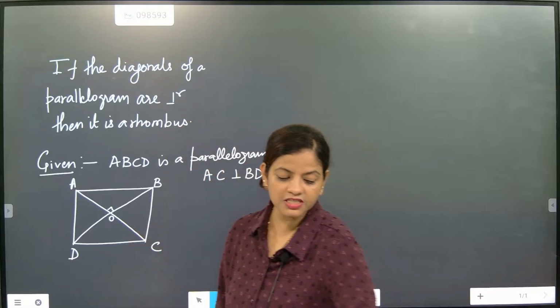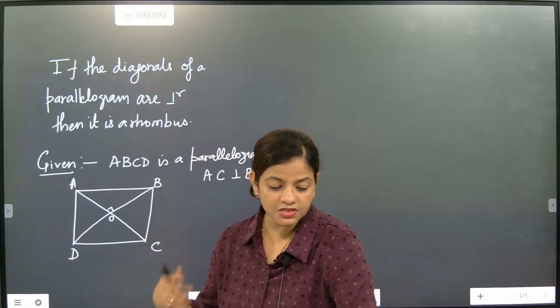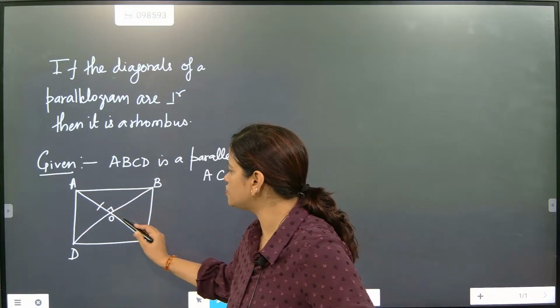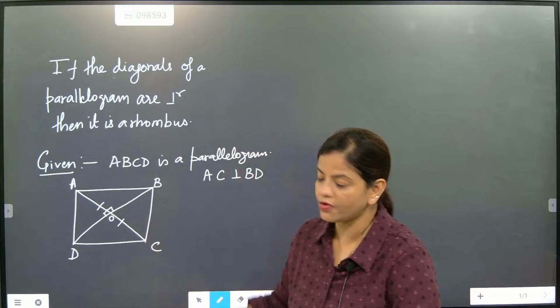So now look here, AC and BD intersect at O. Since the diagonals of a parallelogram bisect each other, one thing we have proved is that all the angles are 90 degrees.